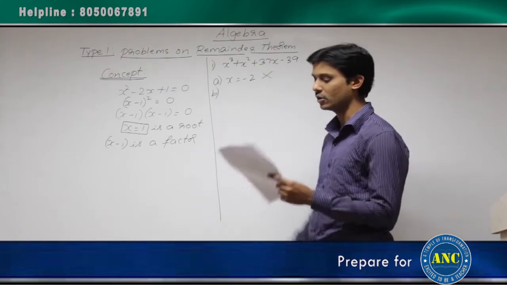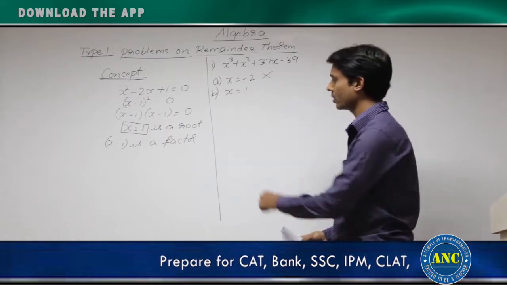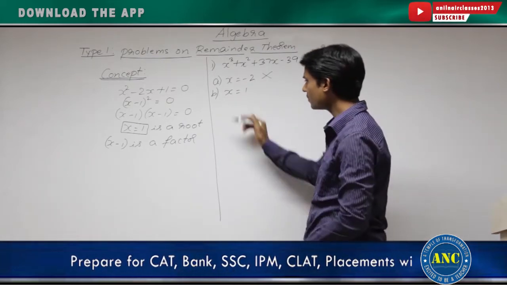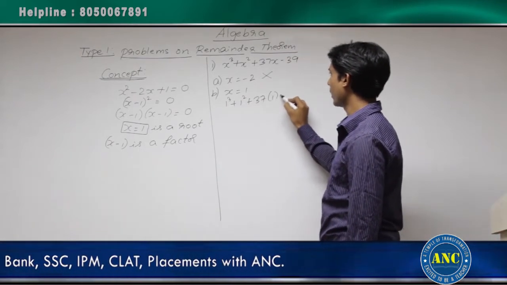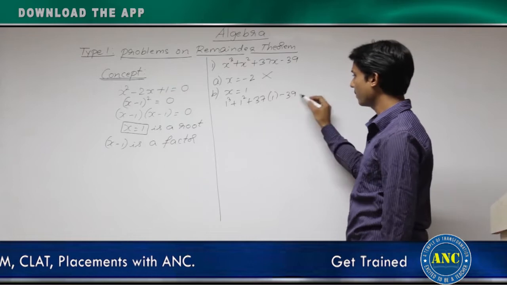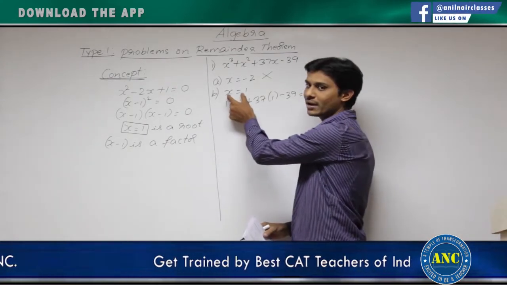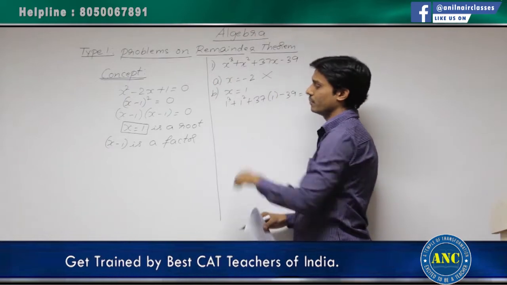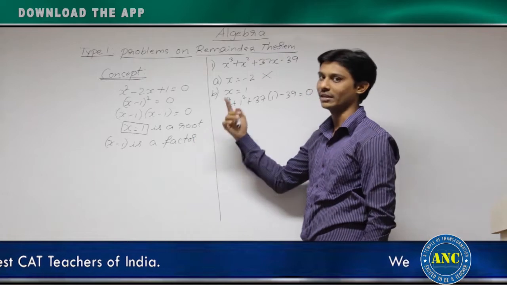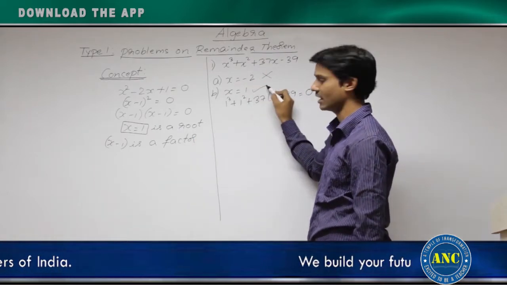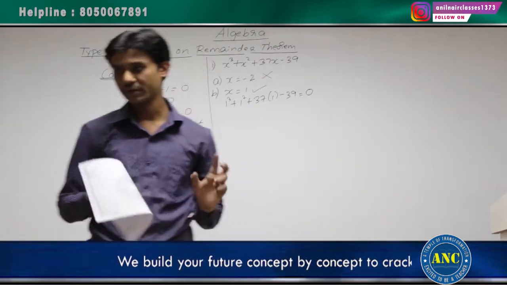Ruled out. The second option is x minus 1. x minus 1 means x is equal to 1. Substitute x is equal to 1 here. It becomes 1 cube plus 1 square plus 37 into 1 minus 39. If you simplify this, you will get 0. That means when I substituted x is equal to 1, I am getting the value as 0. Therefore, x is equal to 1 is a root, or in other words, x minus 1 is a factor of this cubic expression. Understand, right? That means the answer for this question is x minus 1 option. Clear with the approach?